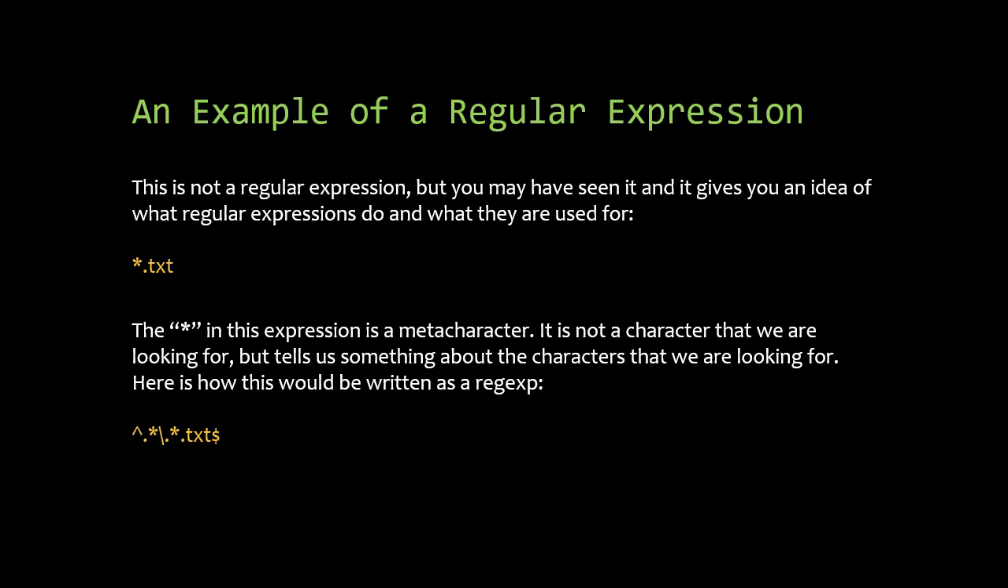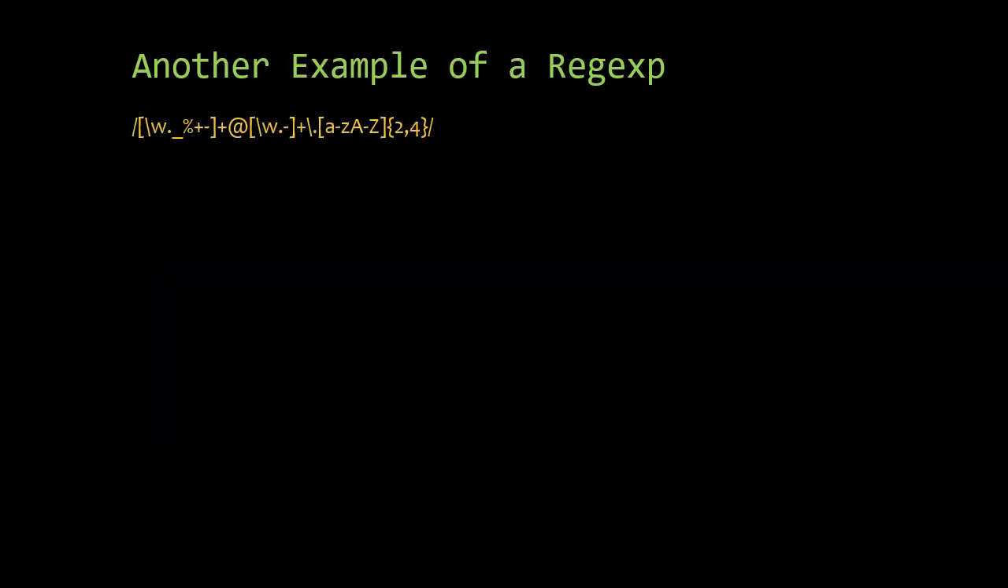Here's how we would write this same thing now as a regexp. We would put caret dot asterisk backslash dot asterisk dot txt $. That is the regexp expression for look for everything that has any set of characters followed by .txt. Let me give you another example of a regexp so you can better see what Hadley Wickham meant when he said it looks like the cat walked across your keyboard. That's kind of what this looks like, the cat walked across the keyboard.